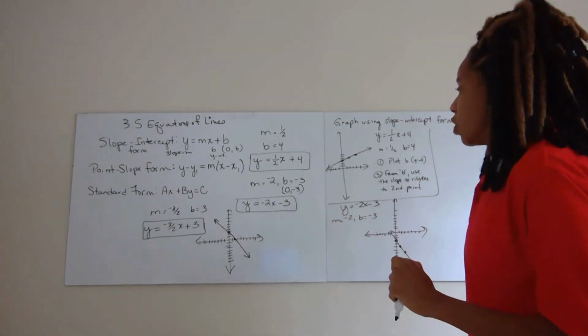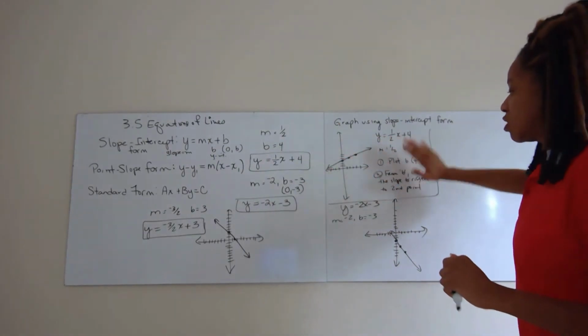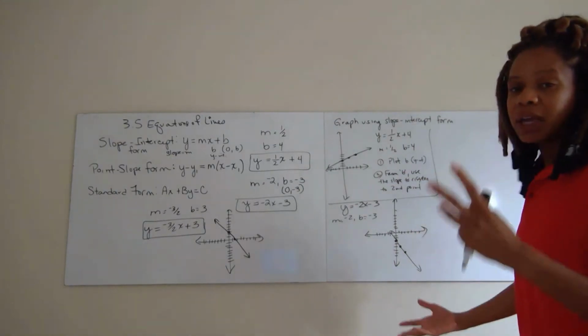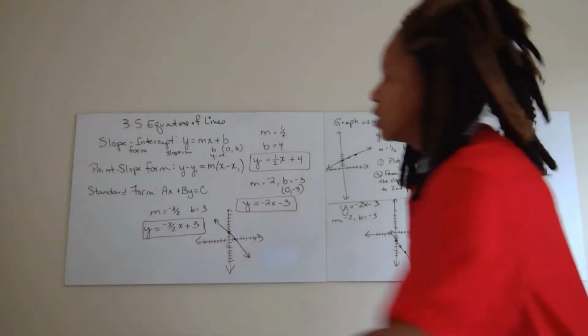Okay. So graphing slope-intercept form: first you plot the B, then you use the slope to rise and run to get a second point and a third point and a fourth point and however many points you want. All right. Okay.